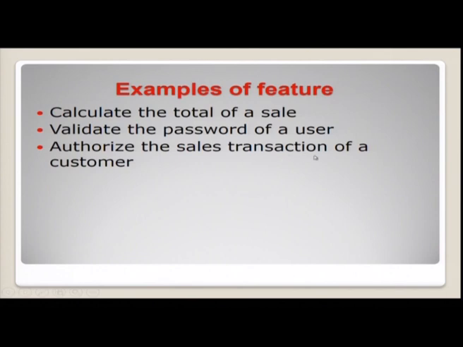The next example is authorizing the sales transaction of a customer. Say, for example, you go to purchase a television for your home, and when you swipe your card or pay through Google Pay at a merchant, it will ask you to type in the PIN, the MPIN, the mobile PIN. When you type in the mobile PIN, it will go to the server, check whether the mobile PIN is valid, and if so, it will go to the vendor end, check, and authorize.